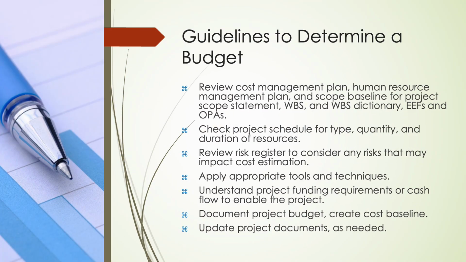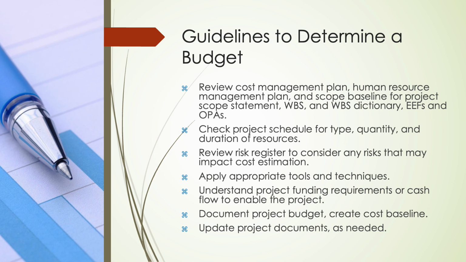When determining the project budget, we start by reviewing key documents, the cost management plan, human resource management plan, and the scope baseline, which includes the project scope statement, WBS, and WBS dictionary. We also factor in enterprise environmental factors and organizational process assets.